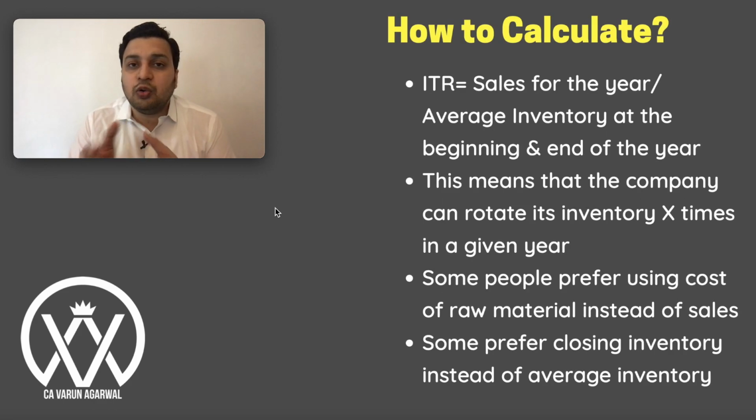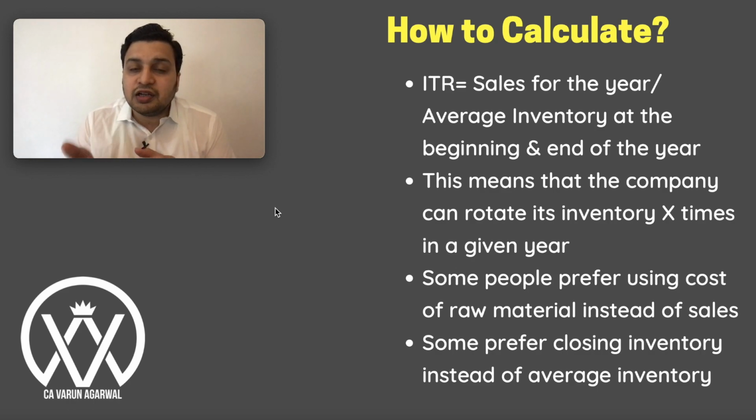Now let's understand how it is calculated. The formula for calculating inventory turnover ratio is operating revenue divided by the average inventory for the year. What is average inventory? The opening inventory at the beginning of the year plus the closing stock at the close of the year, the sum of both of these divided by 2. So this average inventory figure should be used to divide the operating revenue to find out the inventory turnover ratio.